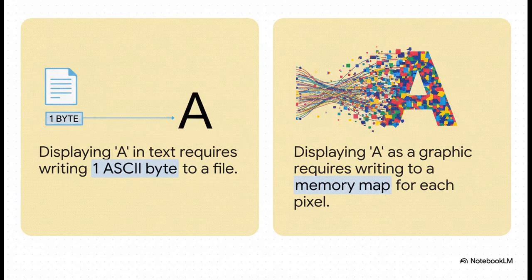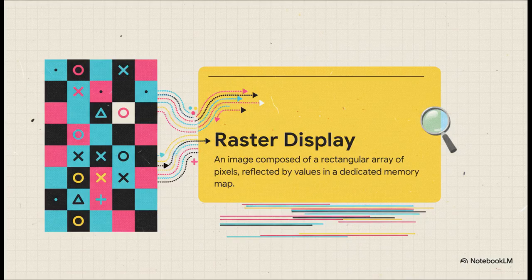Back in the day, to get the letter A on the screen, a computer just needed to write one single byte to memory. Super simple. But to draw that same letter A as a picture, with a specific font and color and edges, the program has to write data for every tiny dot that makes up that shape. It's a huge jump. Now imagine that, but for every blade of grass, every character, every single object in a massive game world.